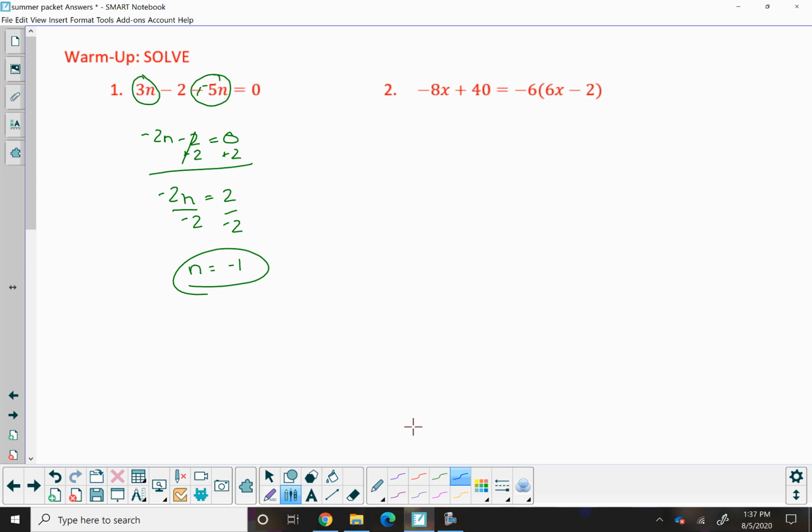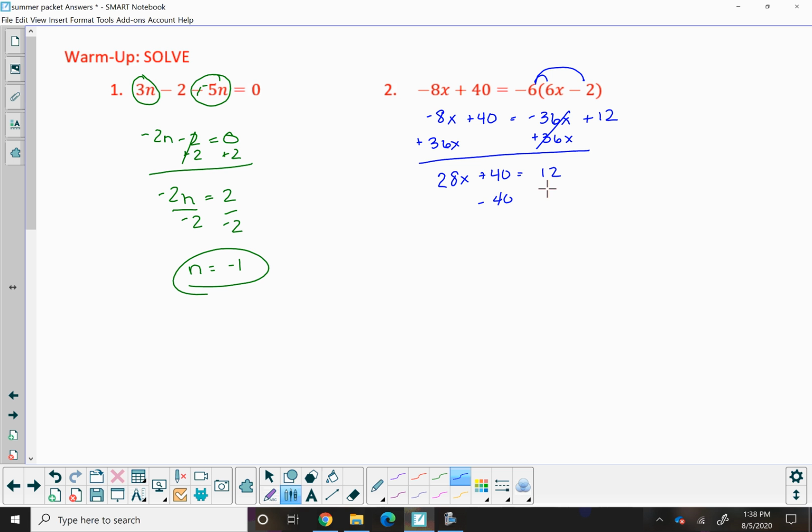What I need to do first is distribute. So I'm going to distribute. So I get negative 8x plus 40 equals negative 36x plus 12. Now I want to move the variables to one side. And since this is a smaller variable, I'm going to move this one to both sides. So I'm going to add 36x to both sides. So I'm going to get 28x, and it's going to be positive, plus 40 equals 12.